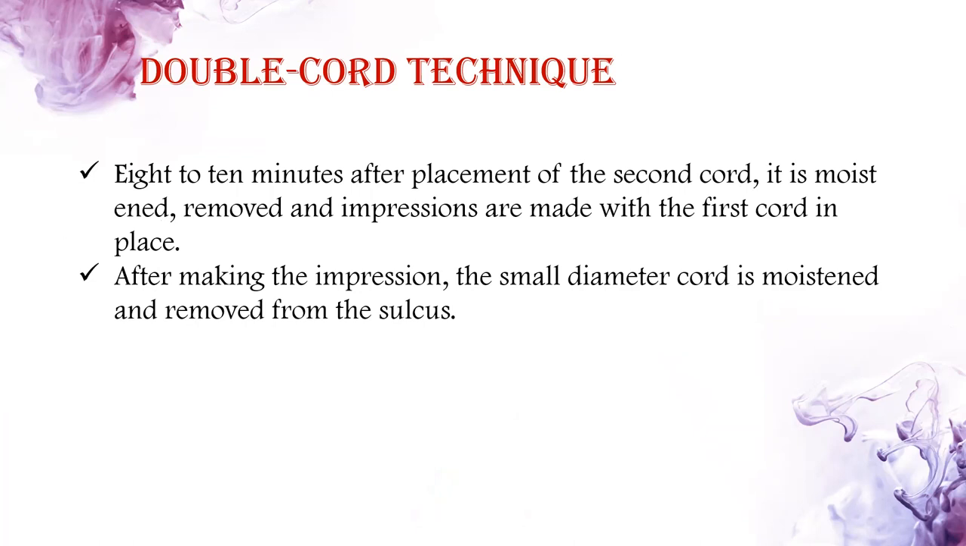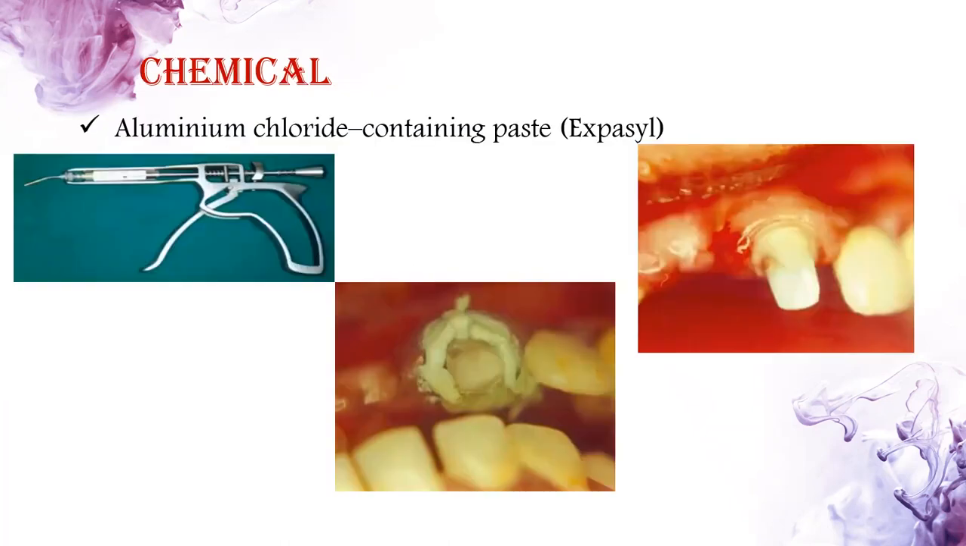8 to 10 minutes after placement of the second cord, it is moistened, removed, and the impressions are made with the first cord in place. After making the impression, the small diameter cord is moistened and removed from the sulcus. The chemical method.